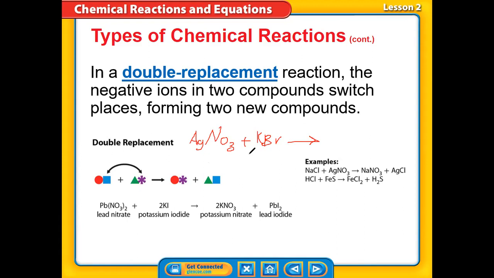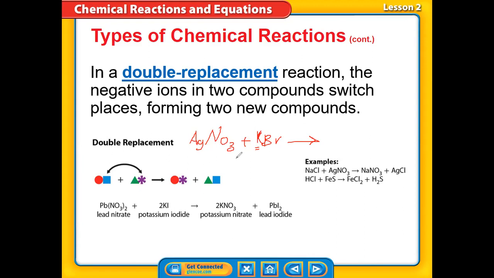So we are going to go back to the chemical activity series. What does K represent? KBr is potassium bromide. K is an element, potassium, while Br is another element, bromide. So here we have AgNO3 plus KBr, as we can observe.